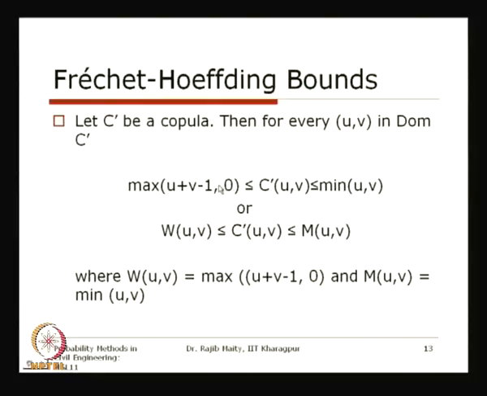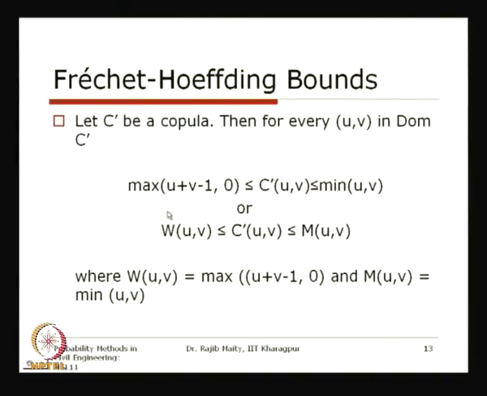So, this is the lower bound of that function, and the minimum of u, v is the value of the upper bound. The lower bound is generally represented by W(u,v), and the maximum one, the upper limit, is the minimum of u and v. The upper limit is represented by M(u,v).